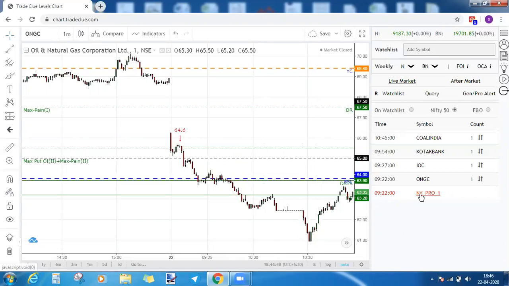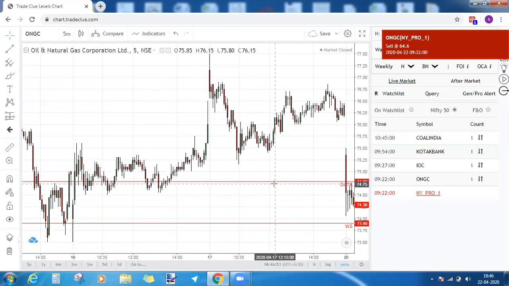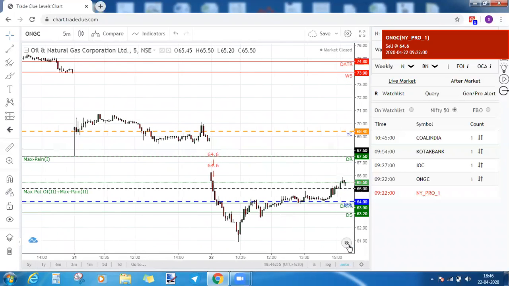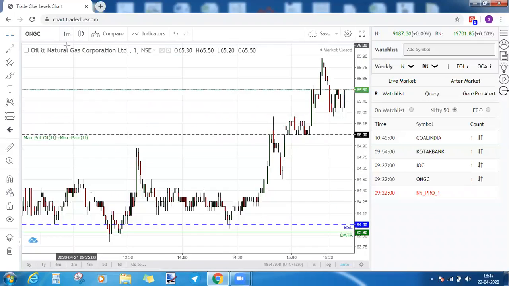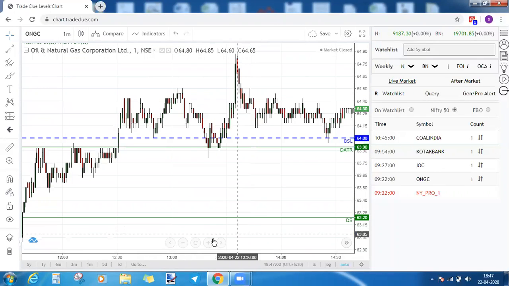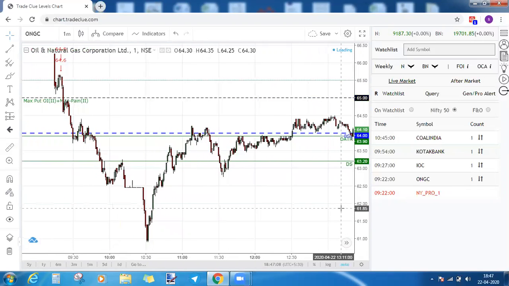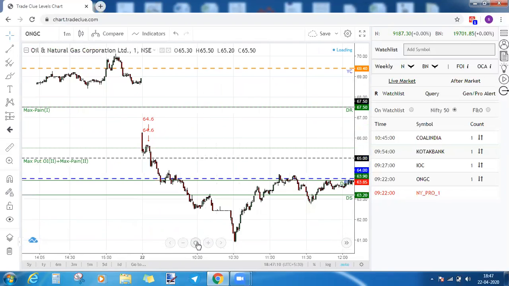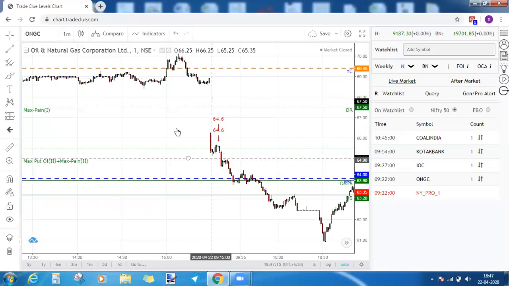Now when you click on this NY Pro 1 minute, you will be taken to the chart directly. Since the alert was on 1 minute time frame, you need to change the time frame to 1 minute and then go to 9:22. So what was there at 9:22? ONGC today opened with a huge gap down way below the day resistance and the max pain one. Now there's a very good trading opportunity here.